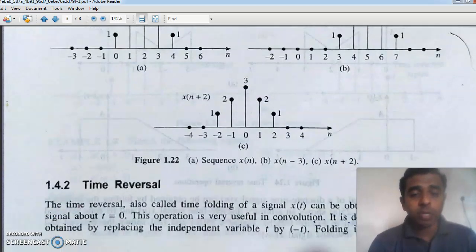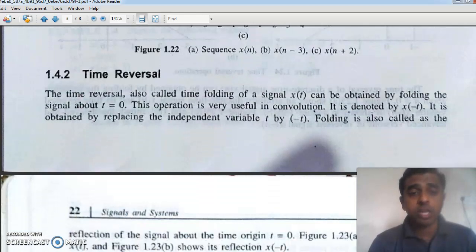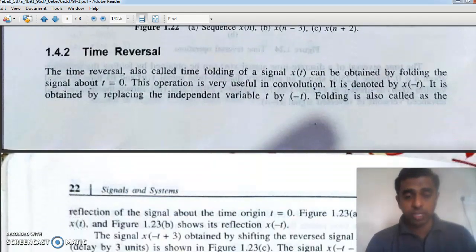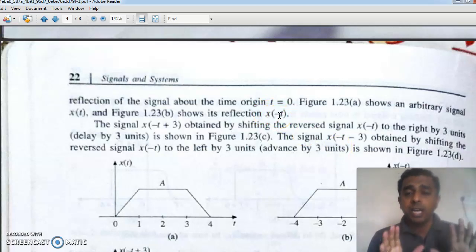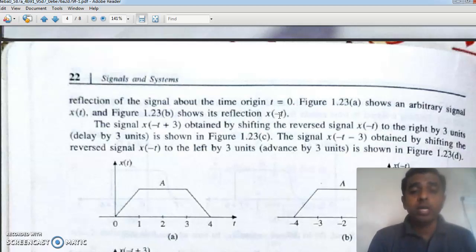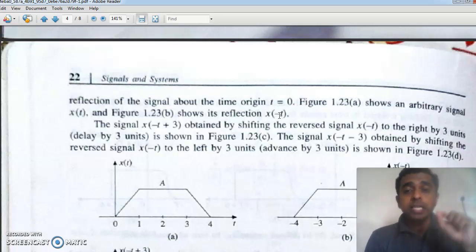The next important operation is time reversal. For all other discussions we have x of t. What if it is x of minus t? Here we are flipping the signal around the reference point, that is t is equal to 0. x of minus t is just the reflection of x of t. We are flipping the signal around t is equal to 0.